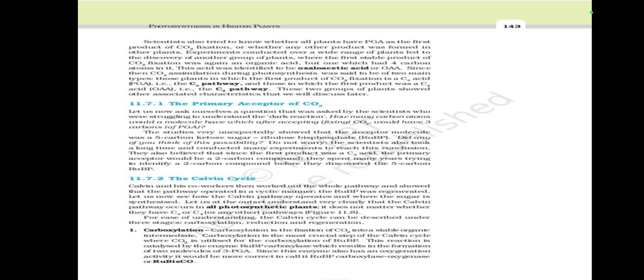Since this enzyme also has oxygenation activity, it would be more correct to call it RuBP carboxylase-oxygenase, or Rubisco.